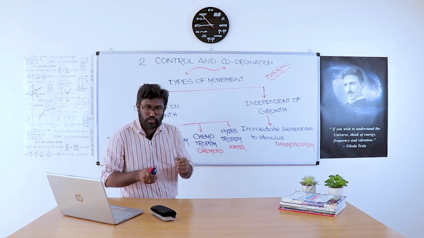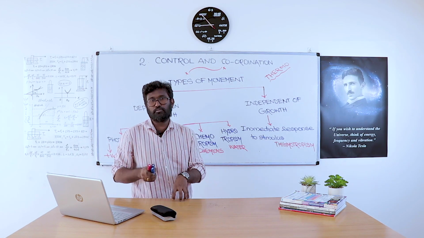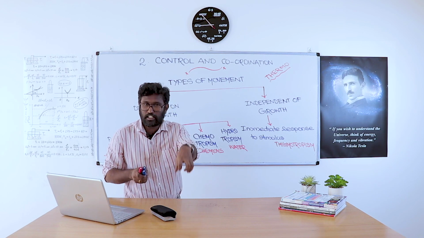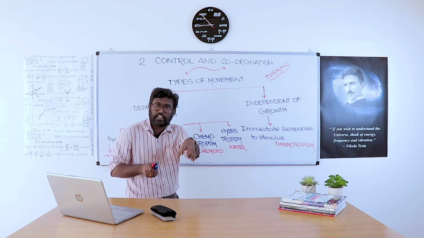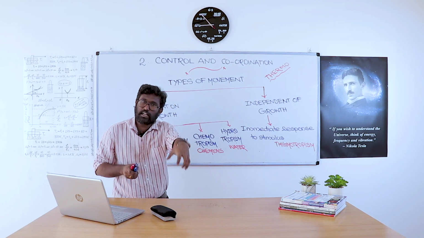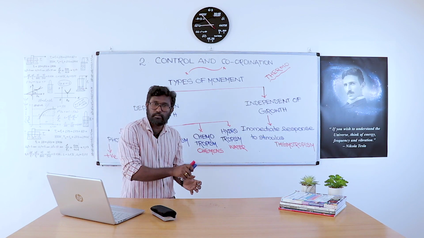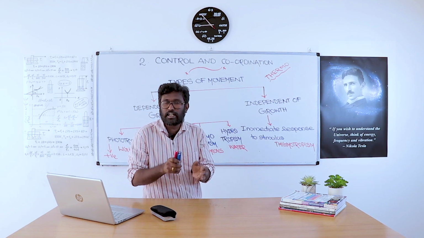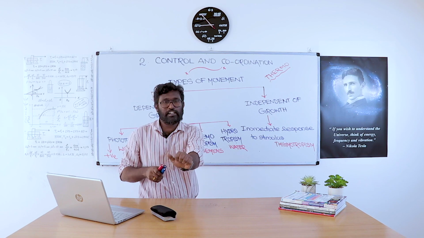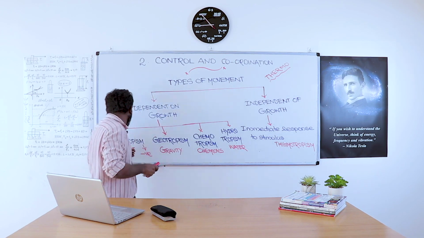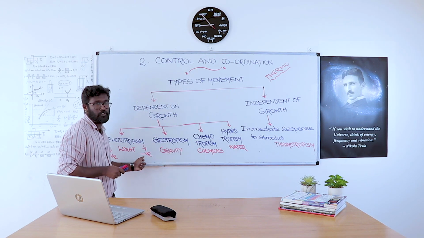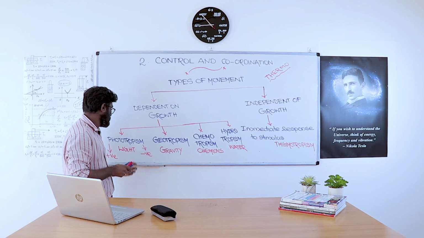But in the case of root, it's bent away from the stimulus. Here the stimulus is light. The roots are bending away from the stimulus, away from the light, which simply means that the tropism is a negative phototropism. So phototropism is of two types, positive phototropism and negative phototropism.